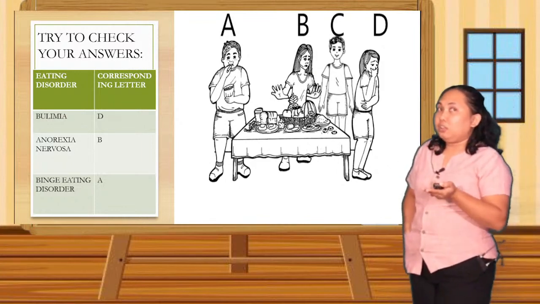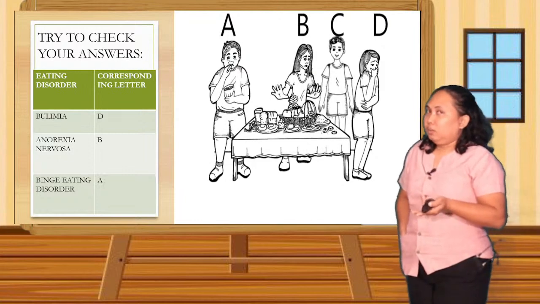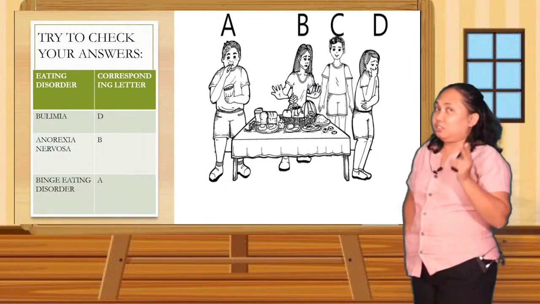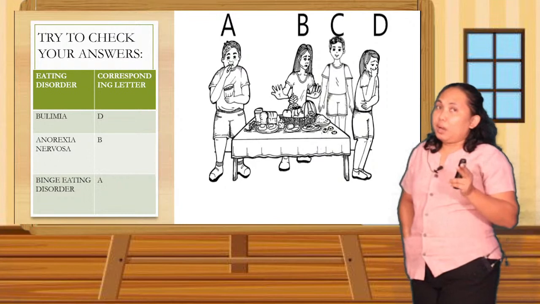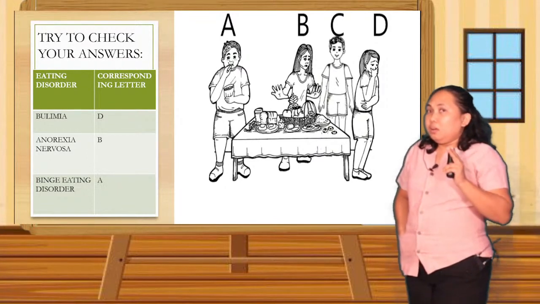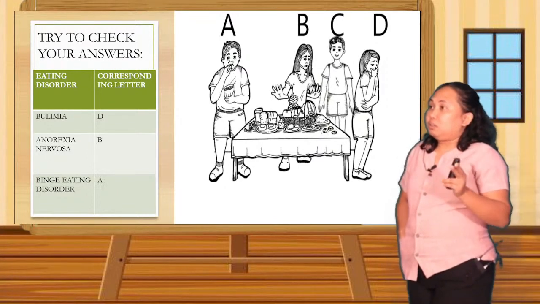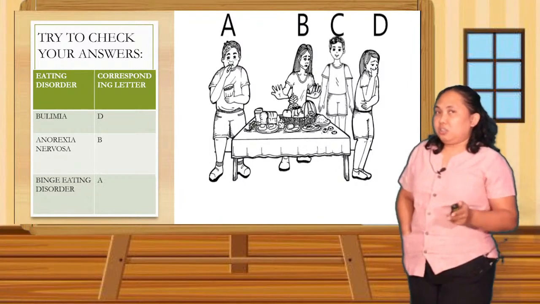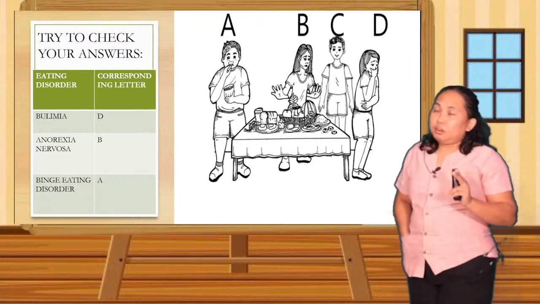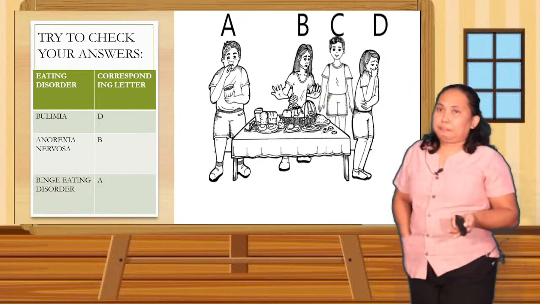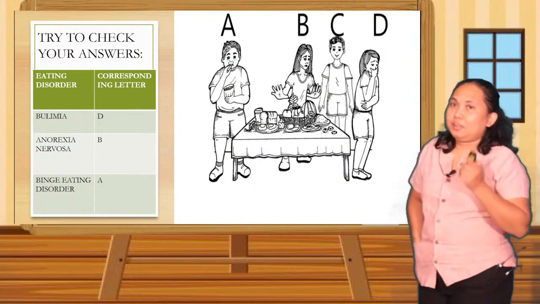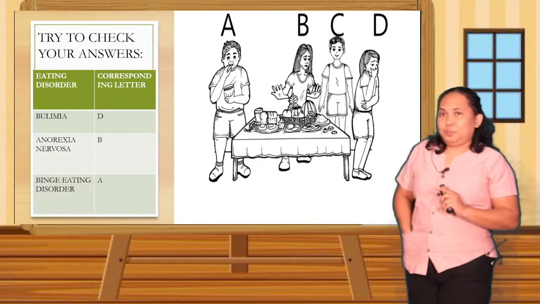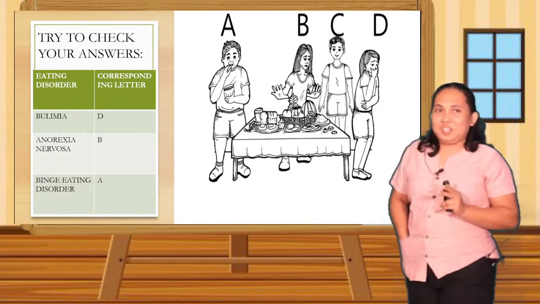How about anorexia? In anorexia nervosa, that is letter B. Very good. Why letter B? Because anorexia nervosa is characterized by avoiding foods. Anorexic patients avoid foods because they are afraid of weight gain. Good job. Next we have binge eating disorder.